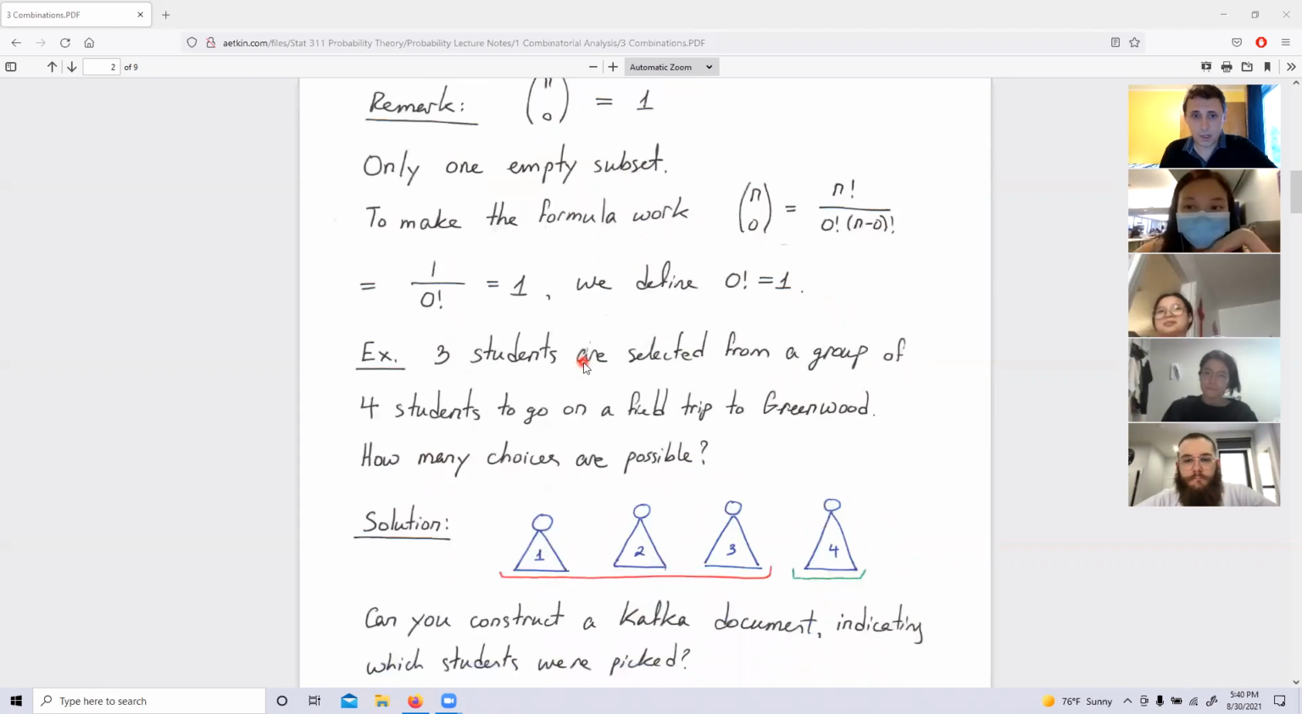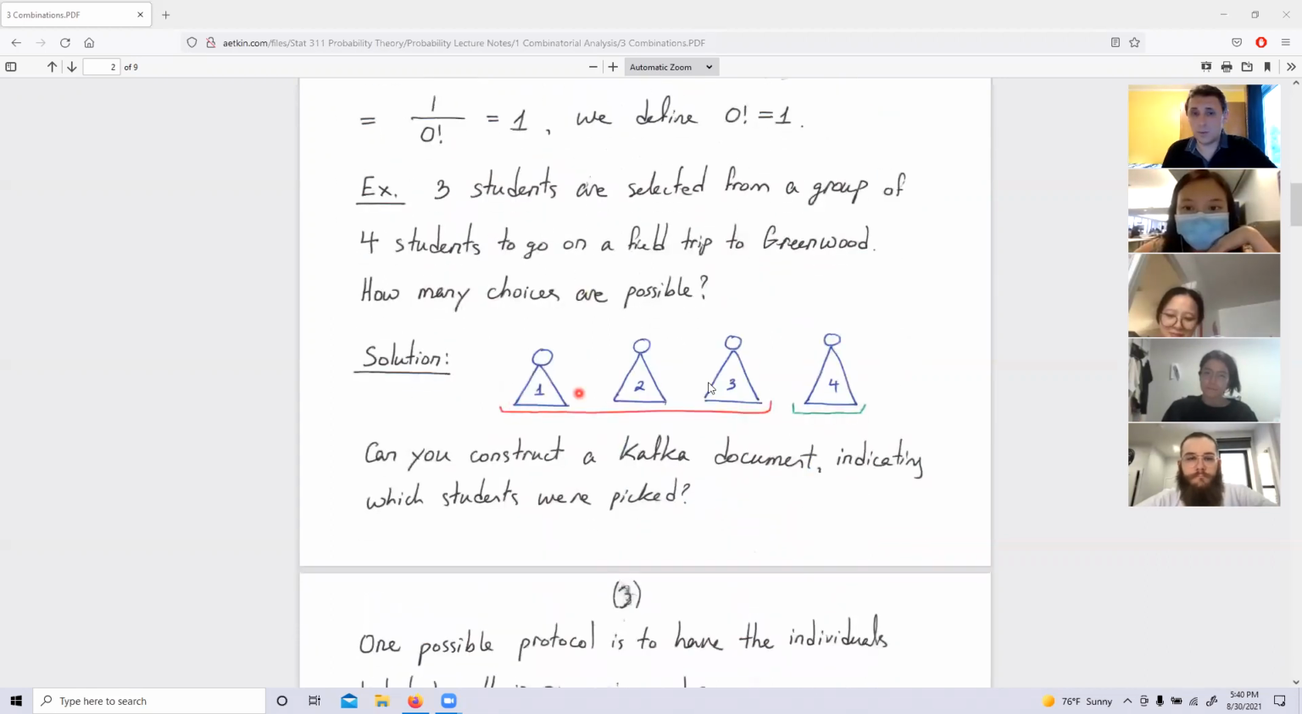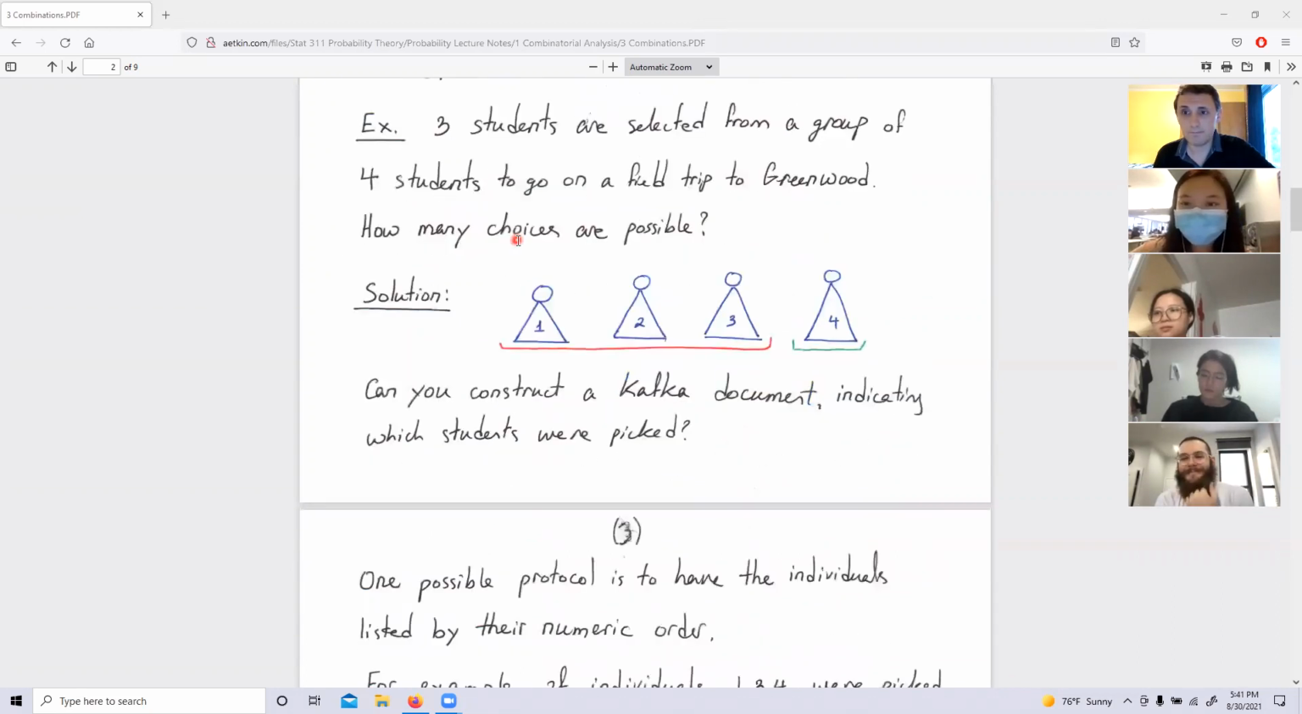Good. And here is a very basic situation of just that general example that was described. So we have 3 students from a group of 4 that will be selected to go to Greenwood Cemetery. That's where I hold office hours, if people want to see me in person. So this is the tray containing the 3 students that will come. And in this case, the green tray will hold the student that is not going to come.